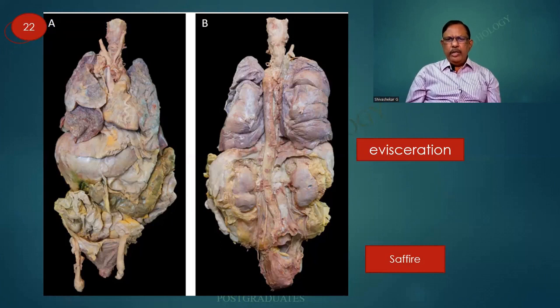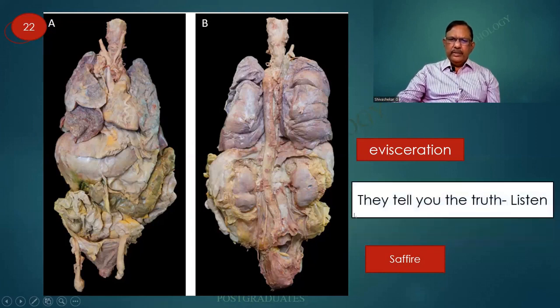So I have the abdominal organs in continuity with the esophagus, and the thoracic organs in continuity with the aorta and the inferior vena cava, so that they have some meaning. After which they are transected at the diaphragm. I have a separate thoracic organ block and separate abdominal organs. Pelvic organs we'll see later. So this is the advantage of evisceration. The method has been described as sapphire. They tell you the truth, the organs, the viscera. Please listen.